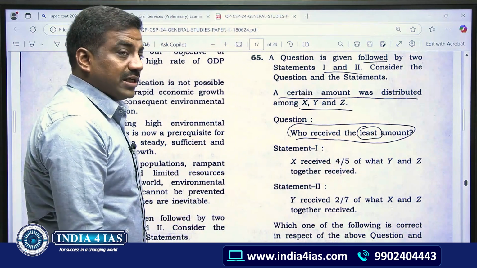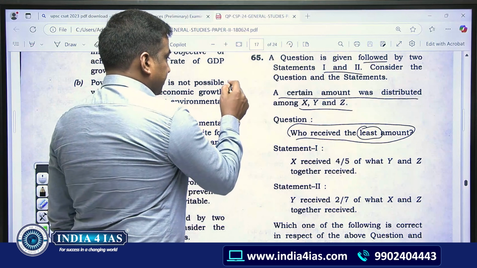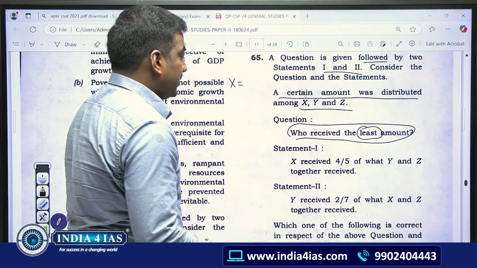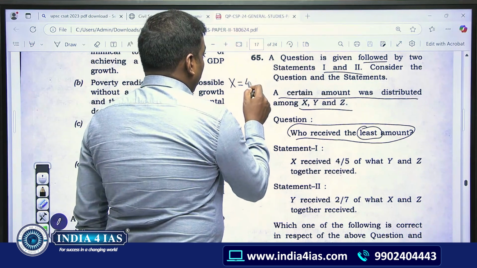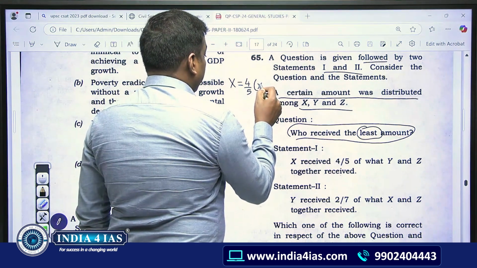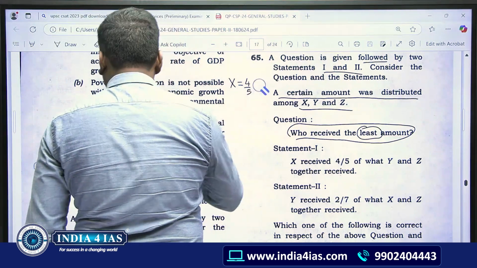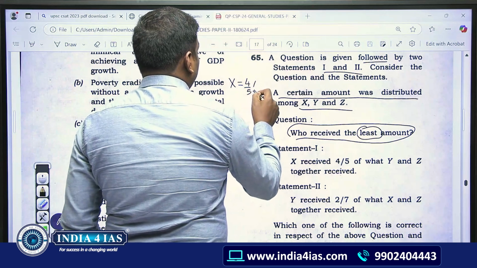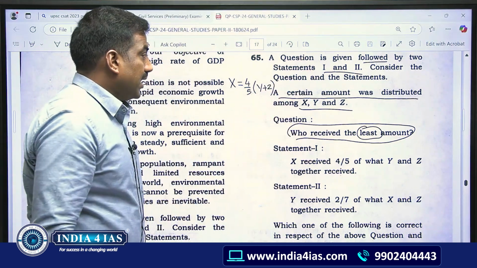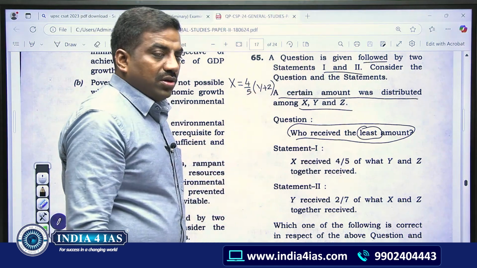So let us look at statement 1. X received 4/5 of what Y and Z together received. 4 by 5 of what Y and Z received. This is what they are asking. So this is purely an equation in three variables.